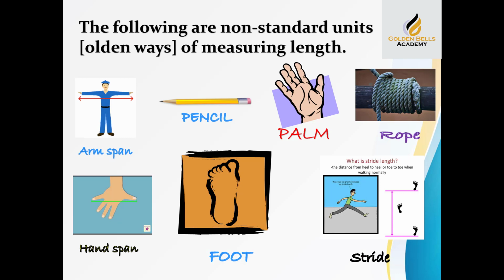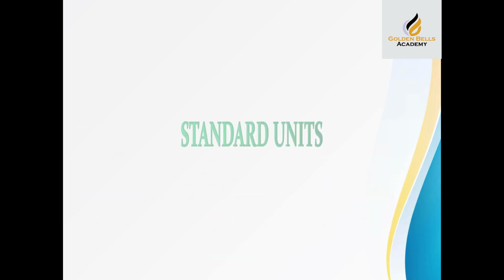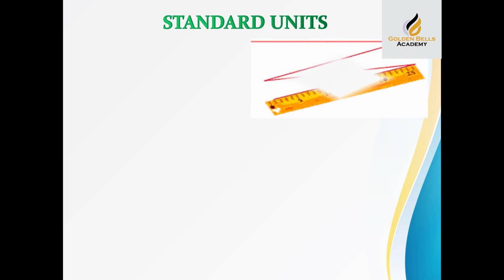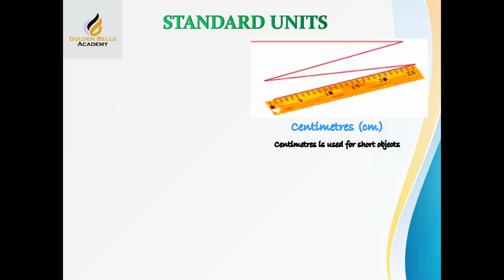All right. So let's look at the standard units, what you have all been waiting for. We have this. Who can guess what this is? Centimeters is used for measuring short objects. And this is your ruler.